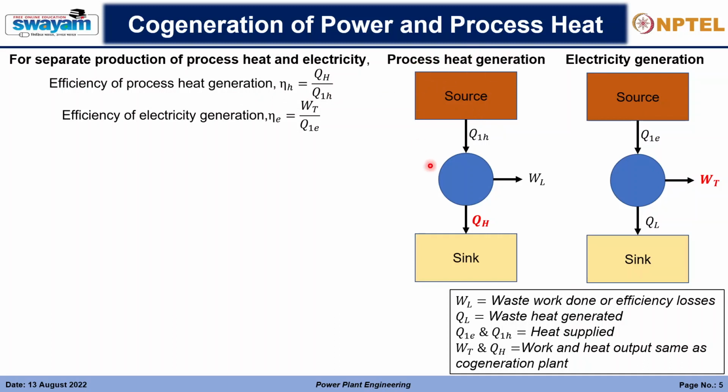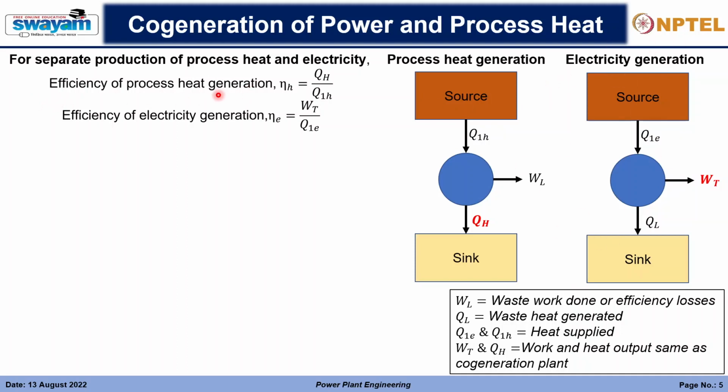So this is the schematic of the process heat generation. The source will give some heat to the system, some amount of energy will be lost, and then the QH will be given to the process heat, which is the sink. This is generally the waste work done or the efficiency losses, because the heat is supplied from one point to the other. Then in electricity generation, again we draw the second law schematic. This is the source, it will deliver a Q1E amount of heat to the system, and from the turbine we generate the work WT, and QL is delivered to the sink, which we are not utilizing since we are producing both separately. So we are utilizing the QH from the process heat generation and WT from the electricity generation unit.